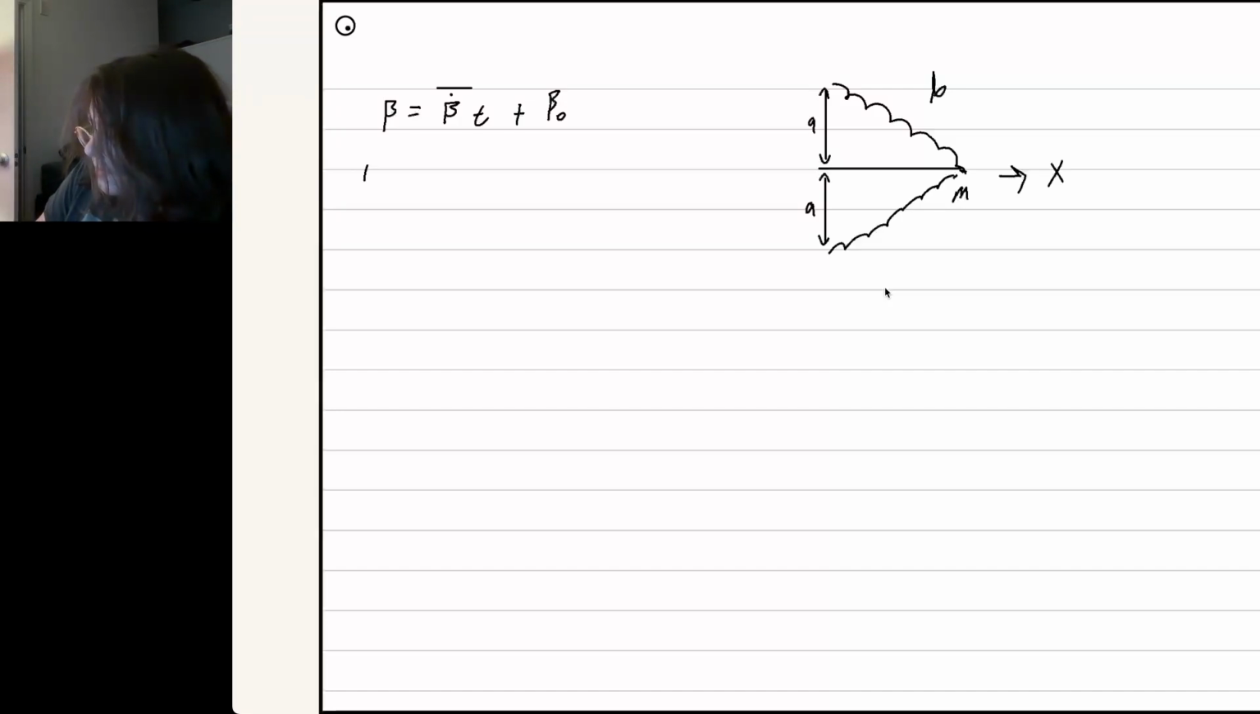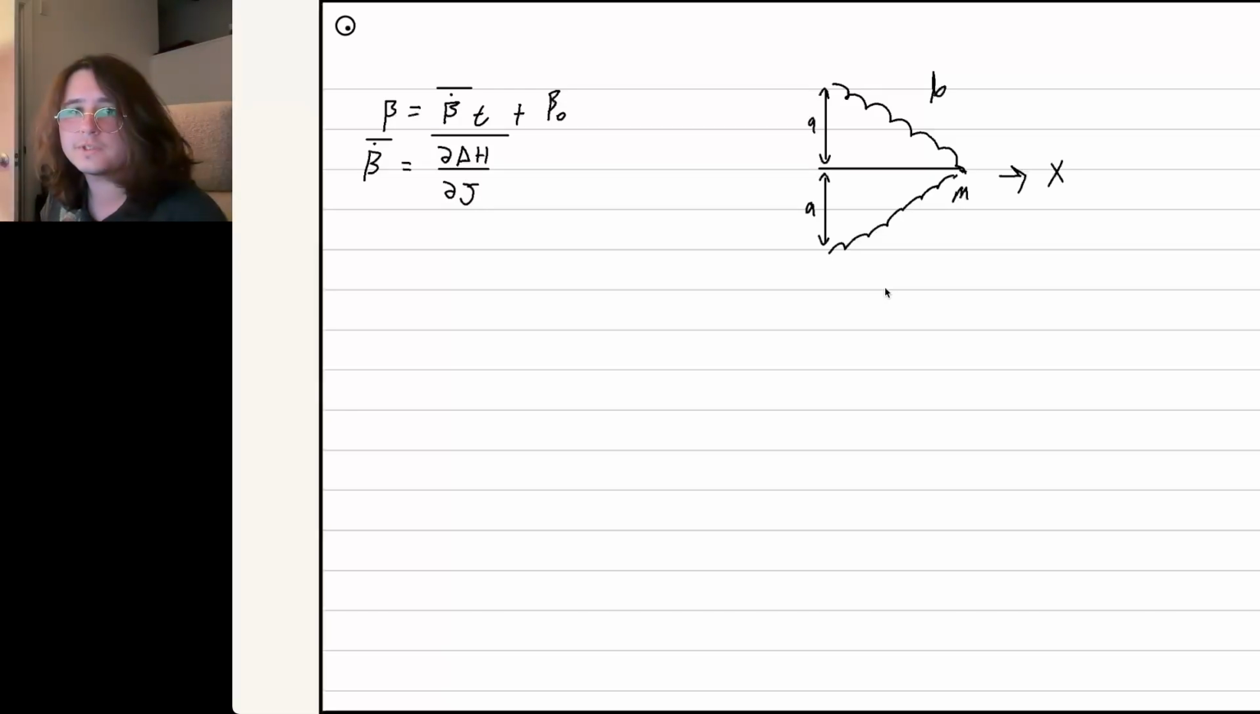Because I think beta dot is going to be equal to del H over del J, averaged, something like that. So let's just start off with the Hamiltonian stuff.